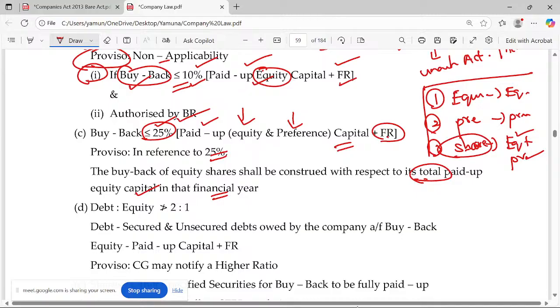Which shares are going to be bought back? Equity shares or preference shares? When we go for preference, we use the term redemption. When we go for equity, we use the term buyback. So which shares are going to be bought back here? Total paid up equity capital only, we are talking about 25%. But while calculating the 25%, you have to calculate with respect to paid up equity and preference.